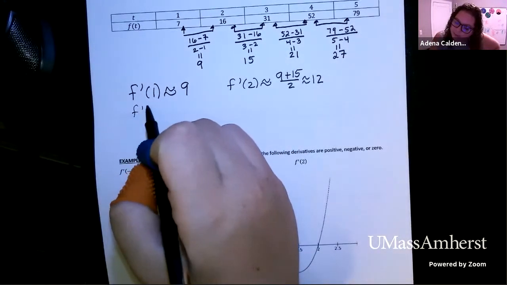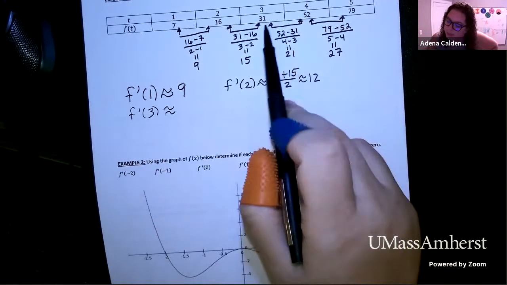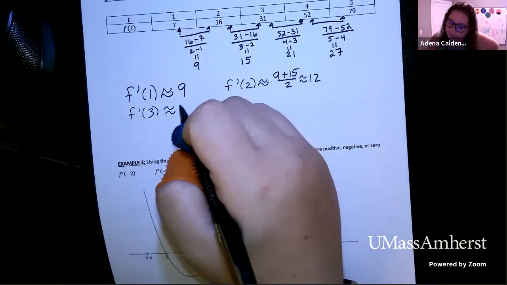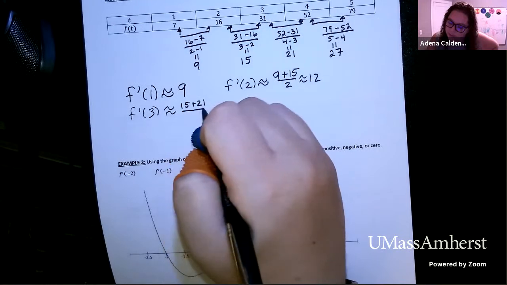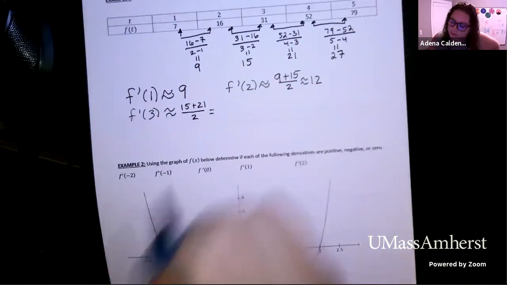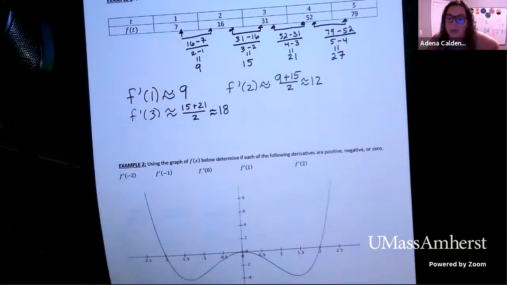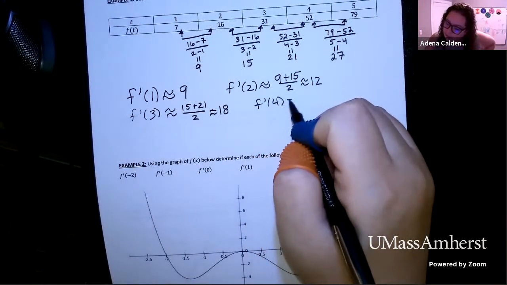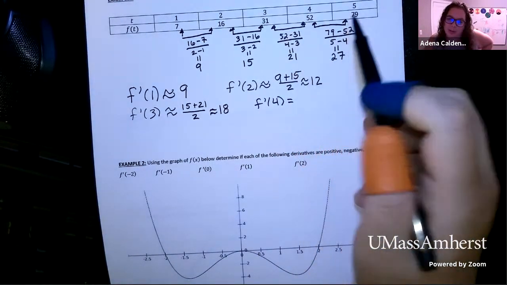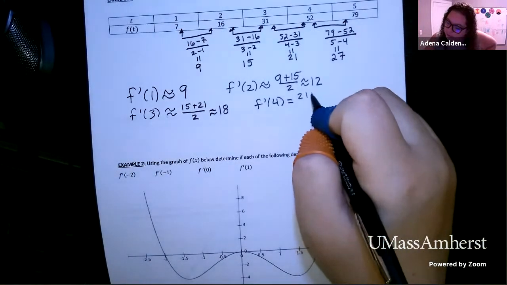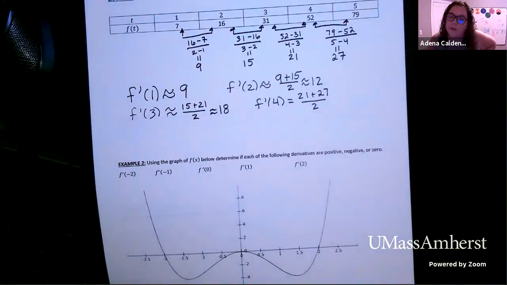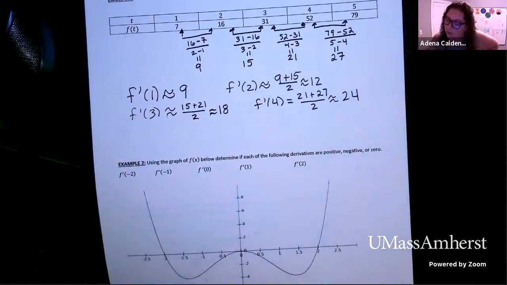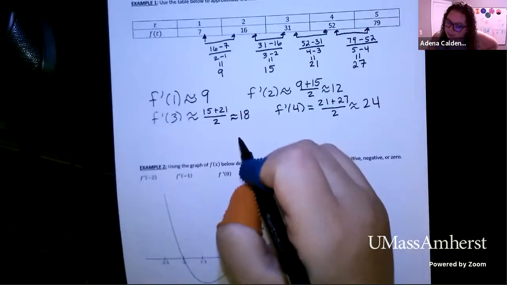So f prime of 3, the instantaneous rate of change at 3, well, I have a left-hand approximation and a right-hand approximation, so 15 and 21. So I'm going to average those. 15 plus 21 divided by 2, so that's 36 divided by 2, and that's going to give me 18. My approximation at 4 for the instantaneous rate of change. So again, at 4, I have a left hand and a right hand approximation. So I can average those together. So 21 plus 27 divided by 2. So 48 divided by 2. That's going to give me 24.